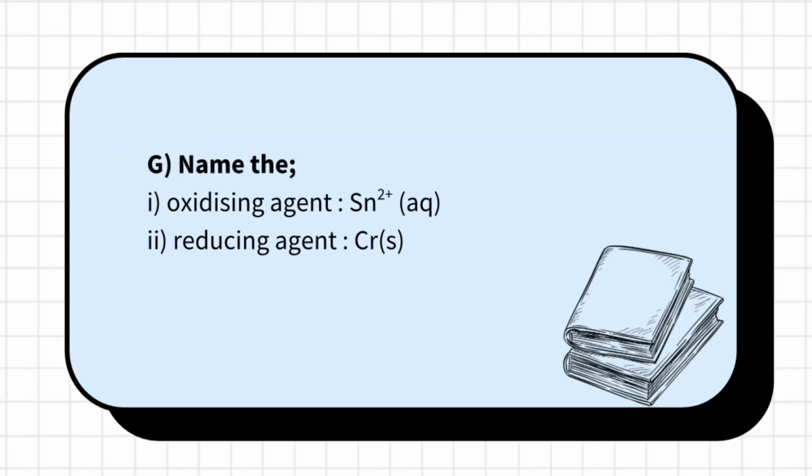Finally, we identify the chemical agents involved in the redox process. The oxidizing agent is the species that gets reduced, which is the tin 2 ion. The reducing agent is the species that gets oxidized, which is the chromium metal.